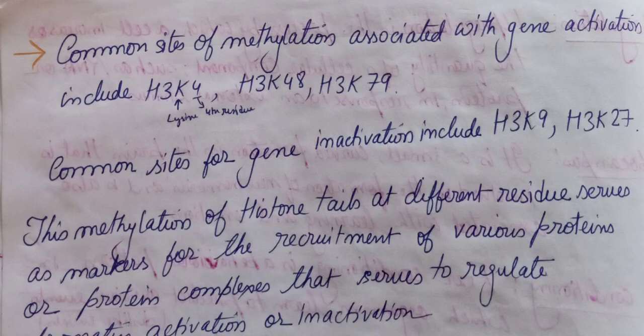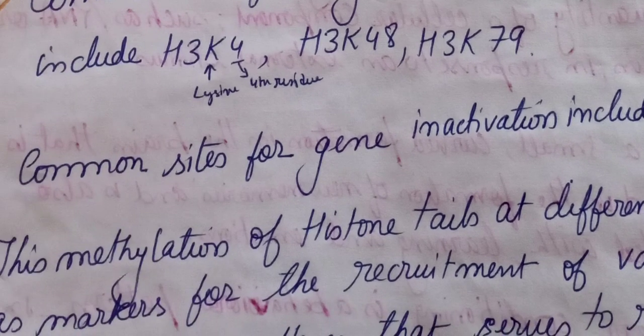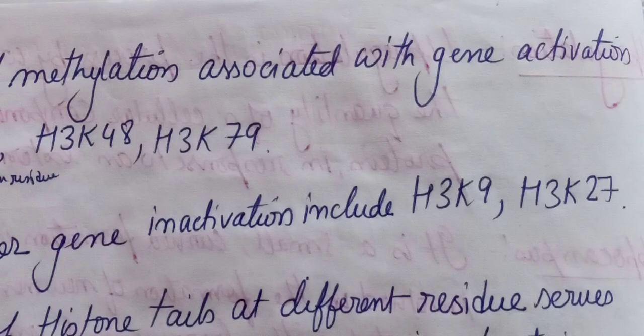What are the common sites for gene inactivation? They are H3K9 and H3K27. Within histone H3 there is a lysine at the 9th position. When this 9th position gets methylated, it leads to inactivation of the genes. It will again recoil. And another region, H3K27, is also an important region which leads to inactivation.